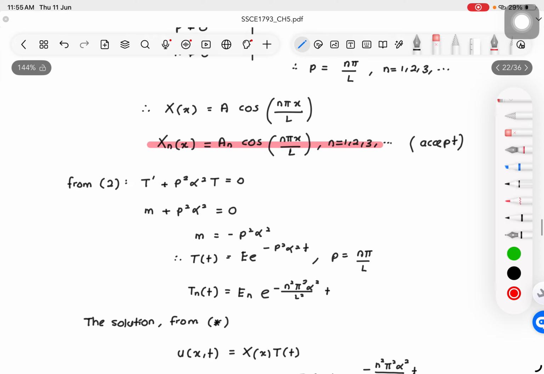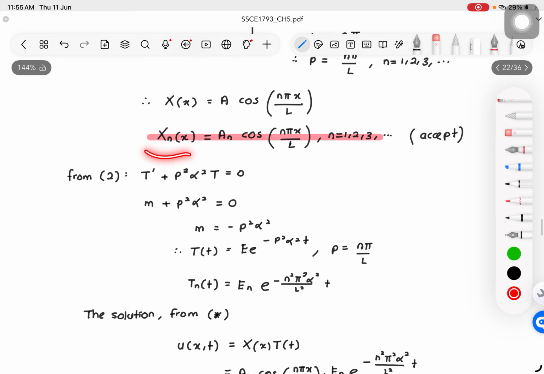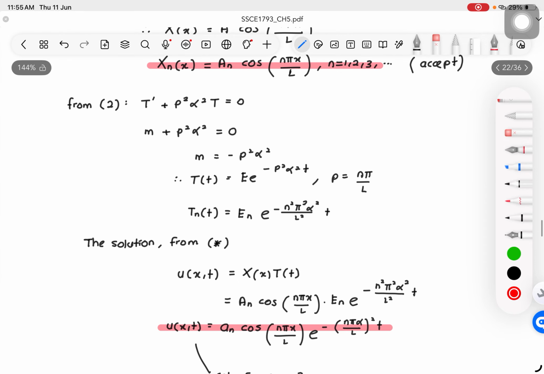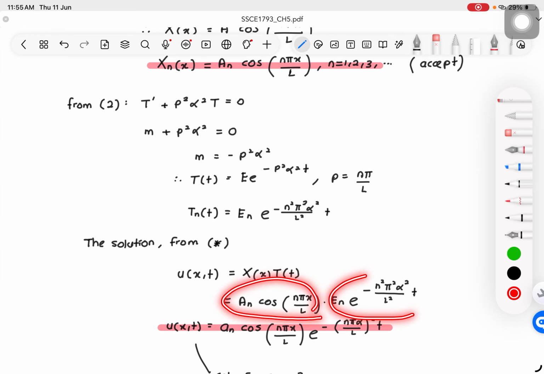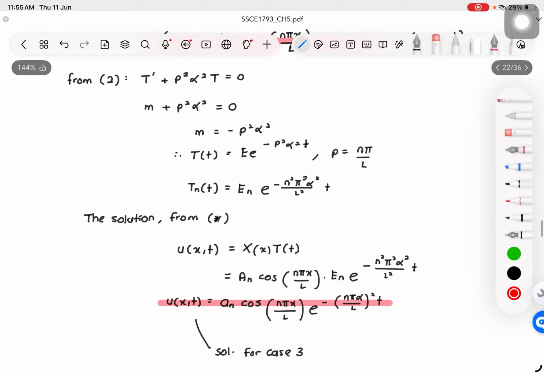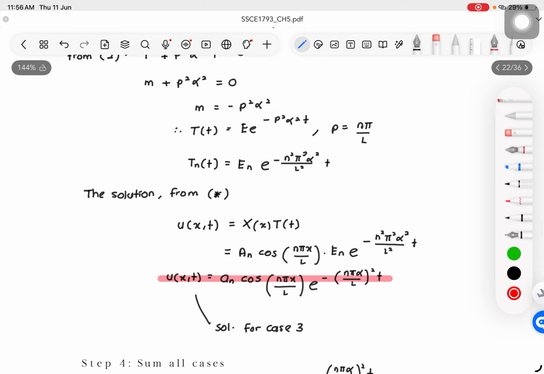After you get your equation for x and the equation for t, you can get your solution for u. So u(x,t) is equal to X(x) T(t), this is the equation for x and this is the equation for t. So you just multiply. This is the solution for case 3. Meaning that for these questions, you have two solutions, which is for case 1 and case 3.